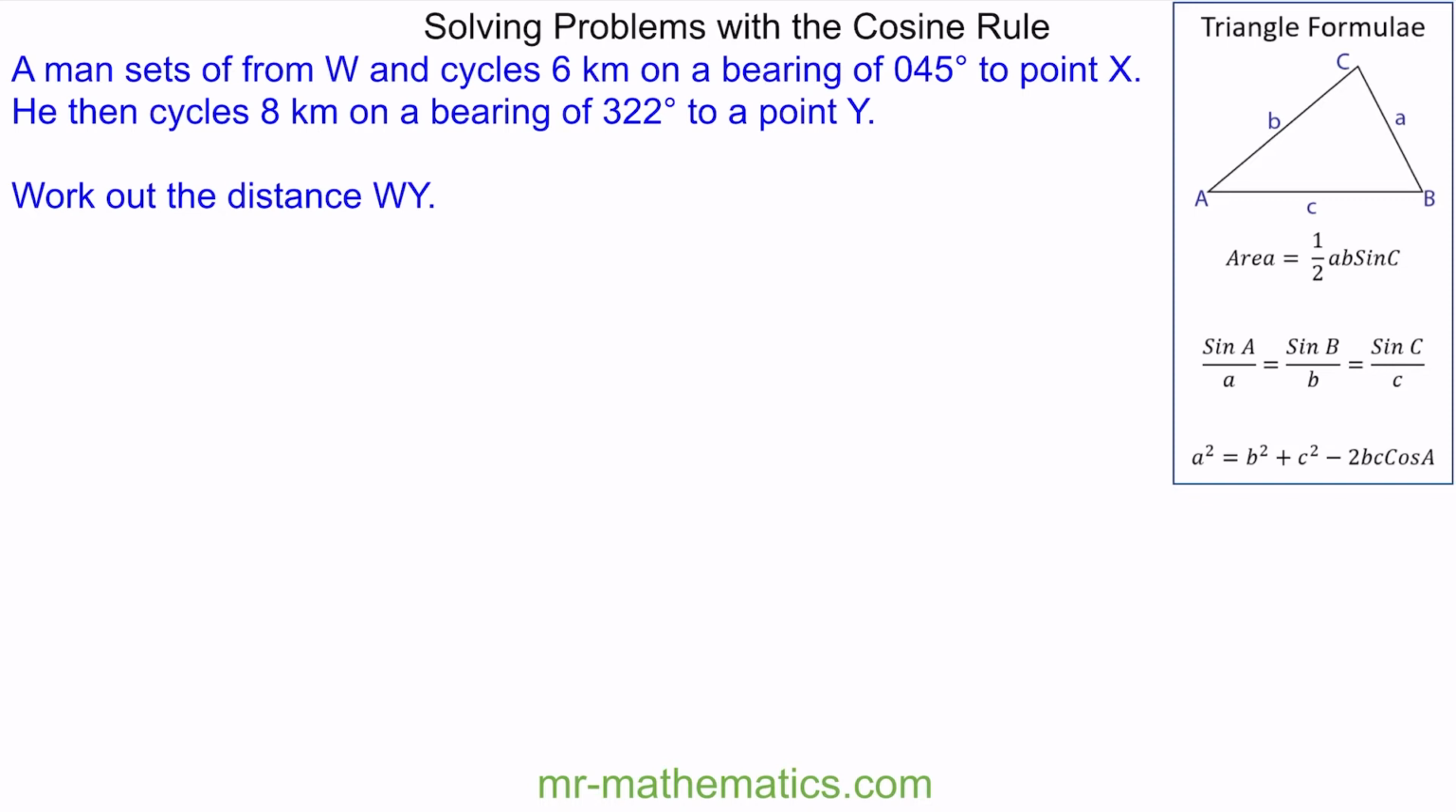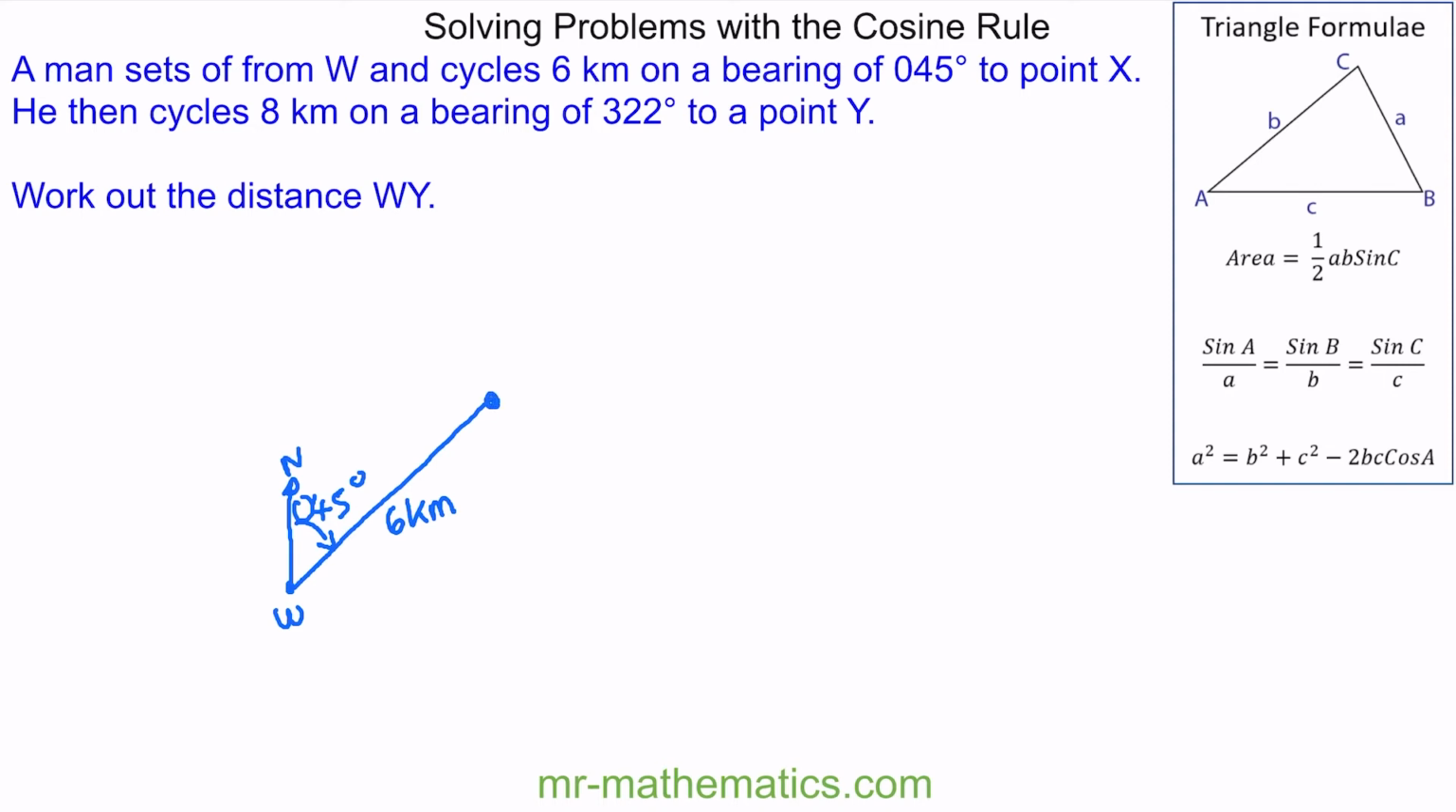So to solve this problem, I'm going to begin with the point W, which we'll put over here. And from W, I'm going to draw a north line. So we're told that he cycles for 6 kilometers on a bearing of 045 degrees. Now bearings always go from north, and they're always 3 digits, and clockwise. So we have clockwise of 45 degrees. And this is 6 kilometers.